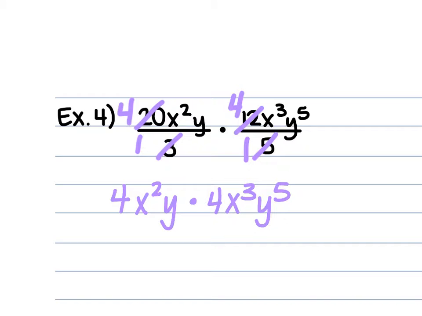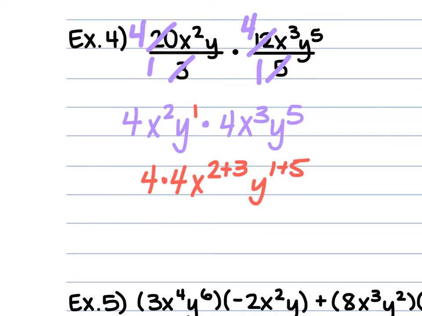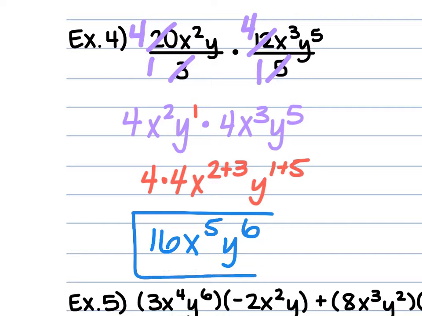Remember, the exponent on that y that doesn't have a power is an invisible 1. So when we go to multiply these, the 4 times the 4 will multiply together. The x squared times x to the 3rd power will be x to the 2 plus 3 power. And then we have y to the 1st power plus the 5th power. So this is going to give us 4 times 4, which is 16, x to the 5th power, y to the 6th power.